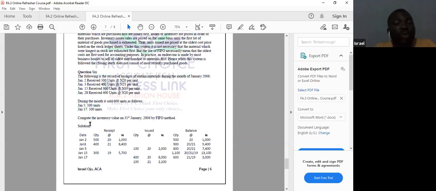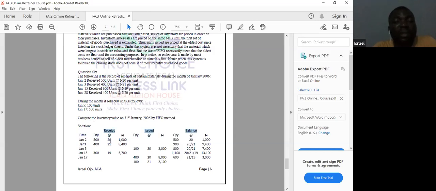In order for us to compute it, there's another thing for us to use: cost, net realizable value. There's another word for us to use, the cost formula, to ascertain the total value of inventory that we have at a particular period in time. So what we have is the solution. We have the receipt, issued, and balance.